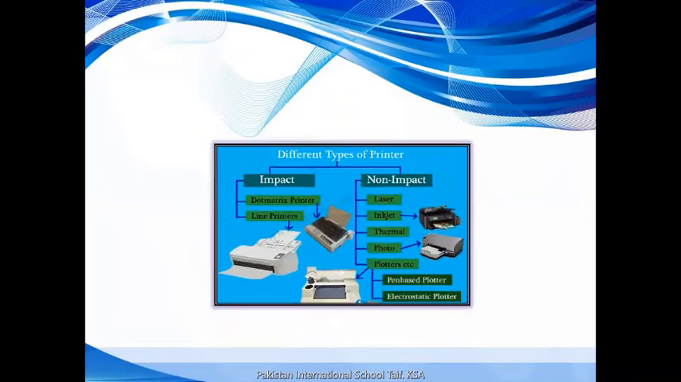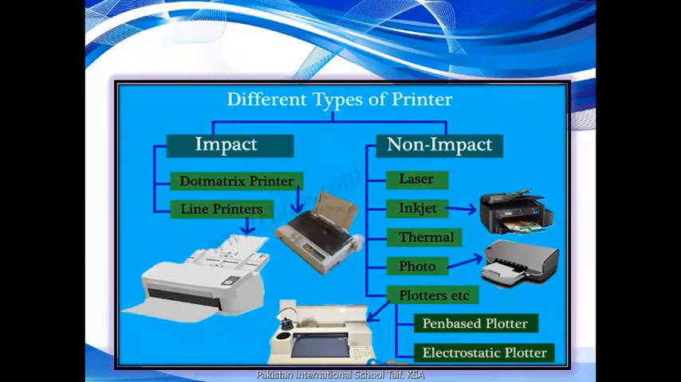So which printer is best? We have different types of printers: impact printers and non-impact printers. Impact printers are also classified into dot matrix printers and line printers. Non-impact printers include laser printers, inkjet printers, thermal printers, and photo printers. Plotters are another type of hard copy output device, and they are classified into many other types.